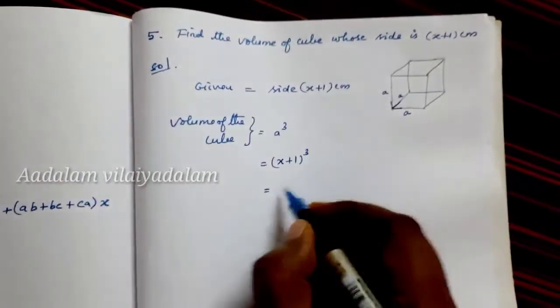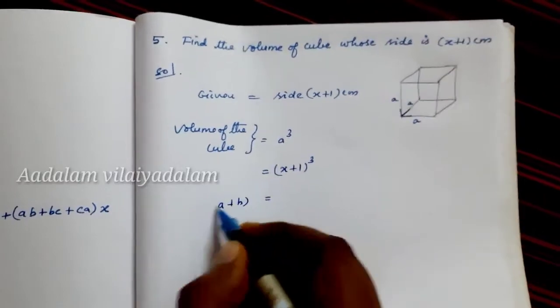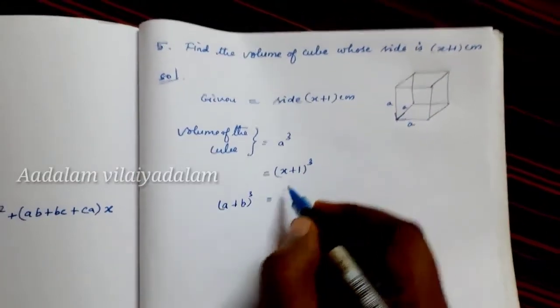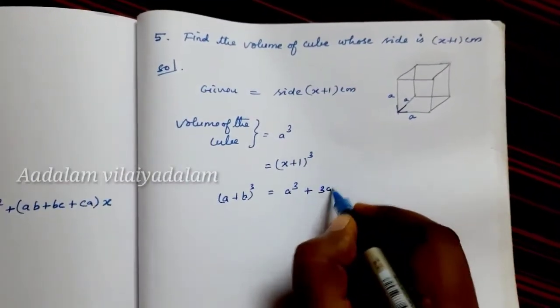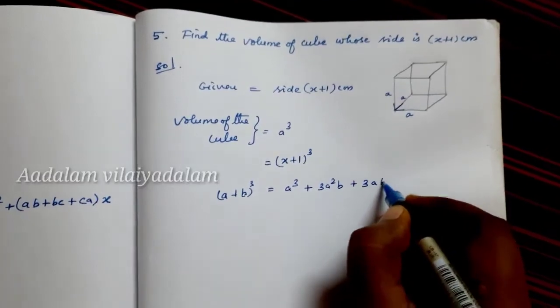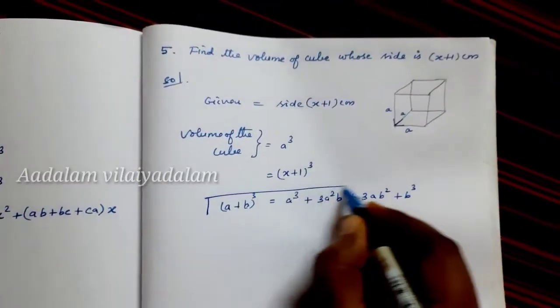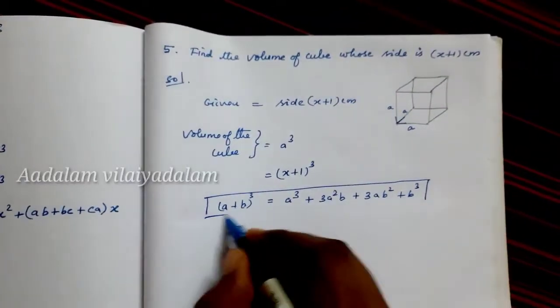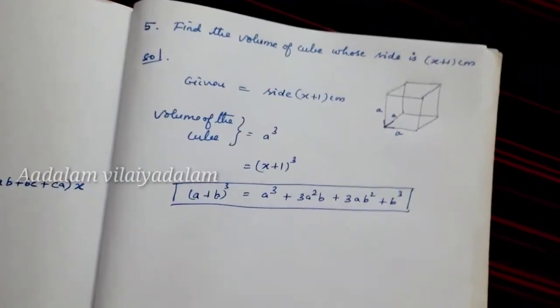So, what is the formula for this? (a + b)^3 = a^3 + 3a^2b + 3ab^2 + b^3. So which is the formula suitable for this? Here it is (x + 1)^3.